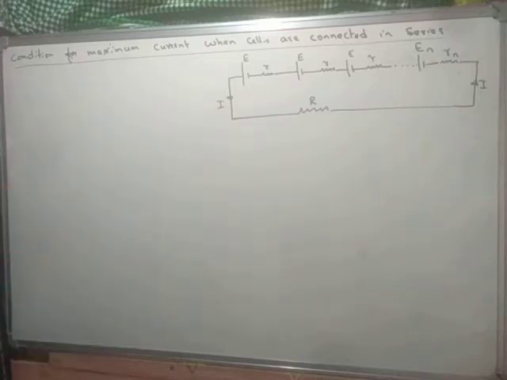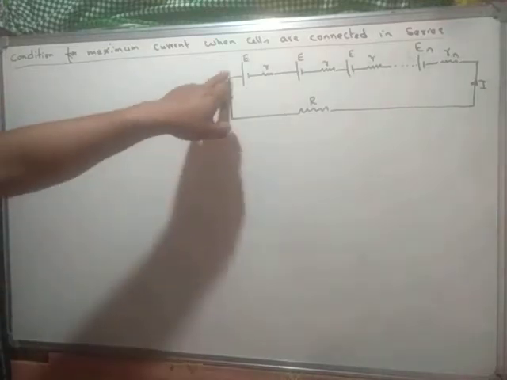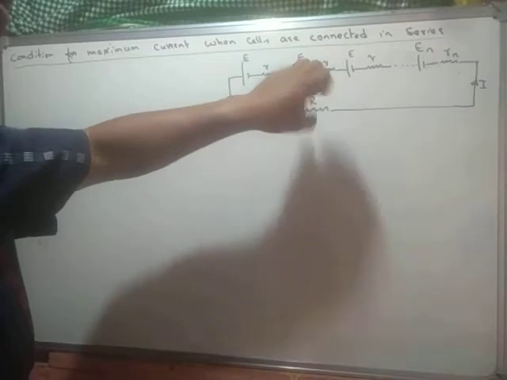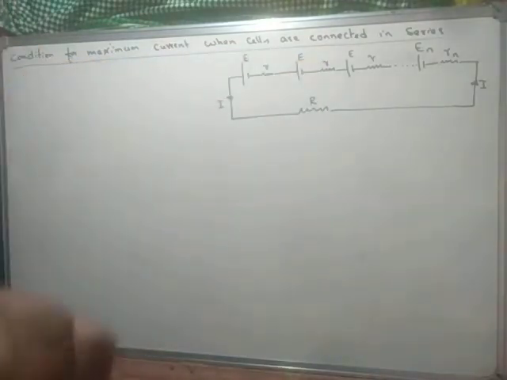Here we shall see how to get a maximum current when cells are connected in series. That means, what is the condition which is actually needed here so that the current that is flowing through the external resistance will be maximum.